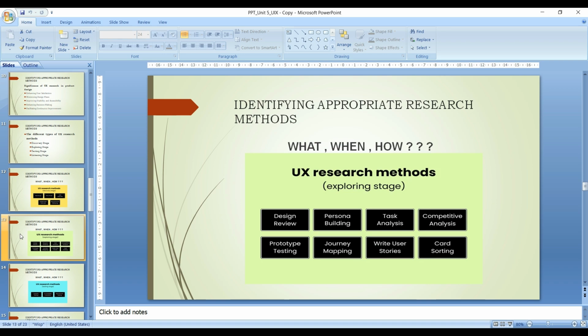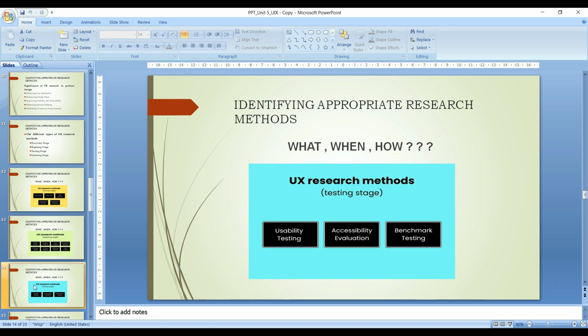Like that, you have to sort out all the things. In this way only we can explore our talents and knowledge in the field of designing. And the next method is the testing stage.